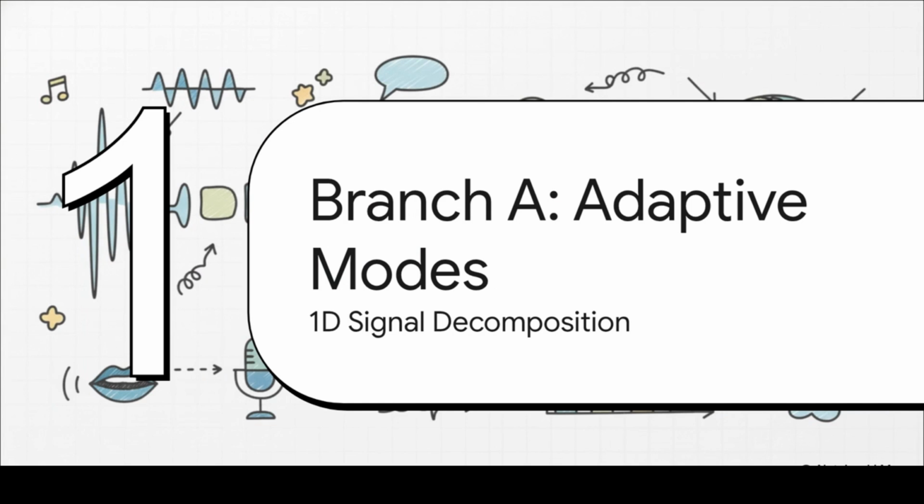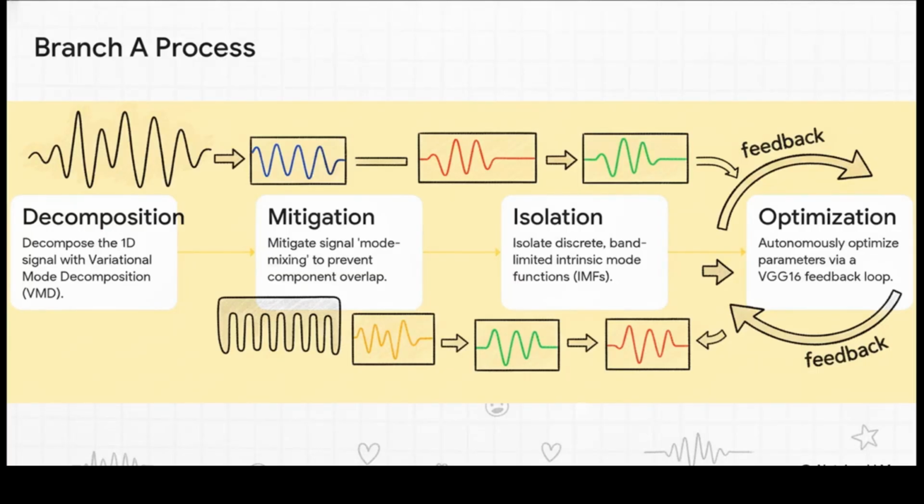All right, let's dive into the first of these specialized branches. Branch A works directly on the raw 1D audio waveform, and its entire job is to isolate the underlying frequencies that make up the sound. So how does Branch A actually do this? It uses a powerful signal processing technique called variational mode decomposition, or VMD. You can think of it as an incredibly intelligent filter bank. It takes that complex, messy input signal and decomposes it into several simpler, cleaner modes or subsignals.